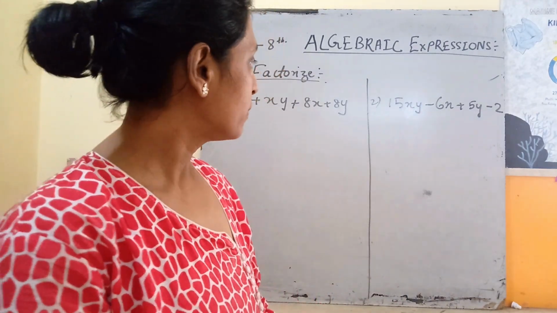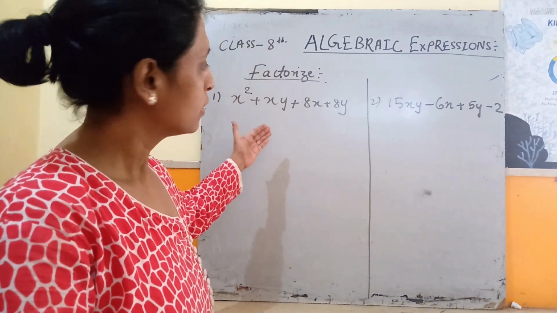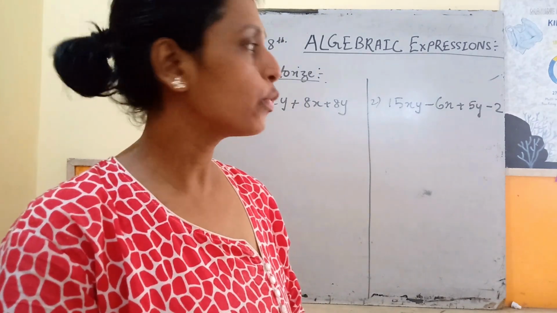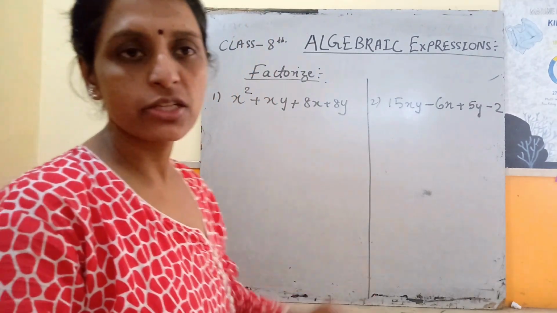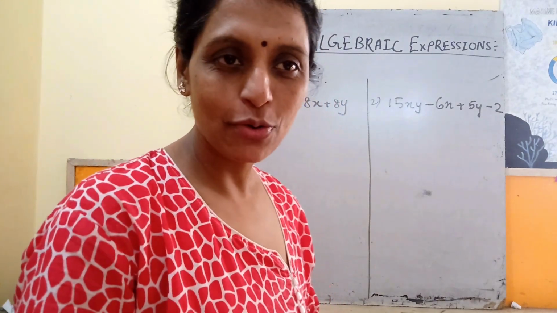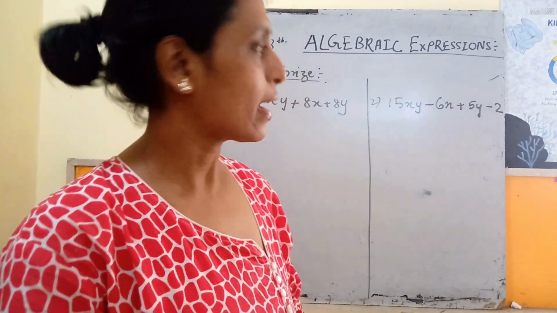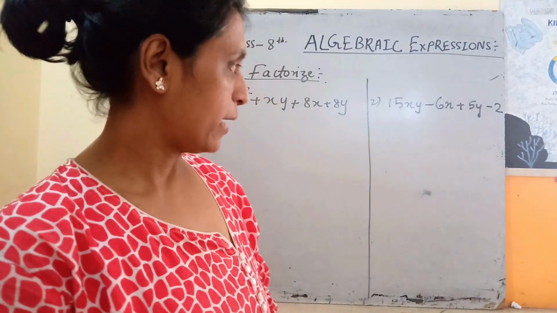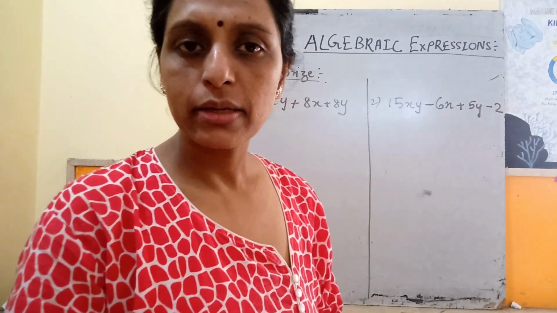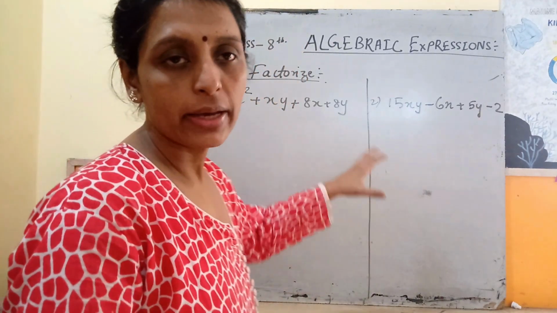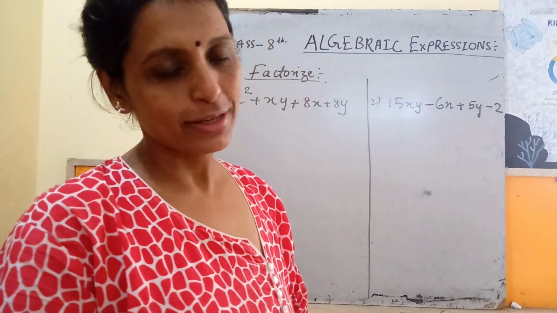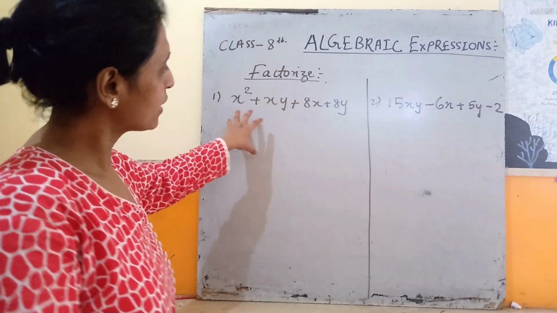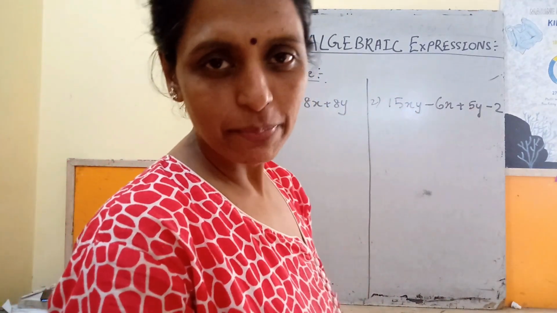I will be telling you how we can factorize algebraic expressions, which means how we can write them in terms of their factors. There are different ways to factorize an algebraic expression, and in my earlier videos I have also explained this. By taking out common factors or by splitting the middle term we can factorize algebraic expressions. So let's see. I have taken two questions here, and I will explain them one by one.